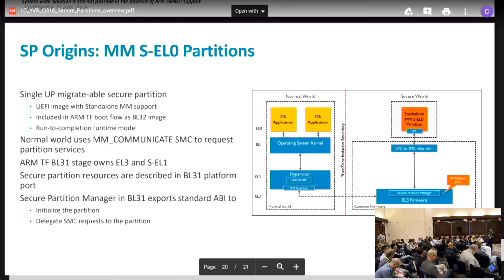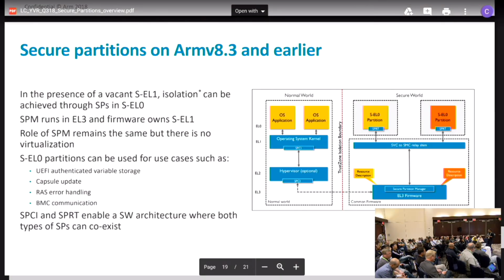So for architectures before 8.4, you mentioned these secure EL0 partitions. Do these partitions support secure interrupts? They can be forwarded interrupts that belong to them, but being in secure EL0, they can't access the GIC or do anything in that regard. Some of the interfaces that we are specifying in SPRT are aimed at sending the interrupts across to the secure EL0 partition and obtaining a response, right? So, yeah.